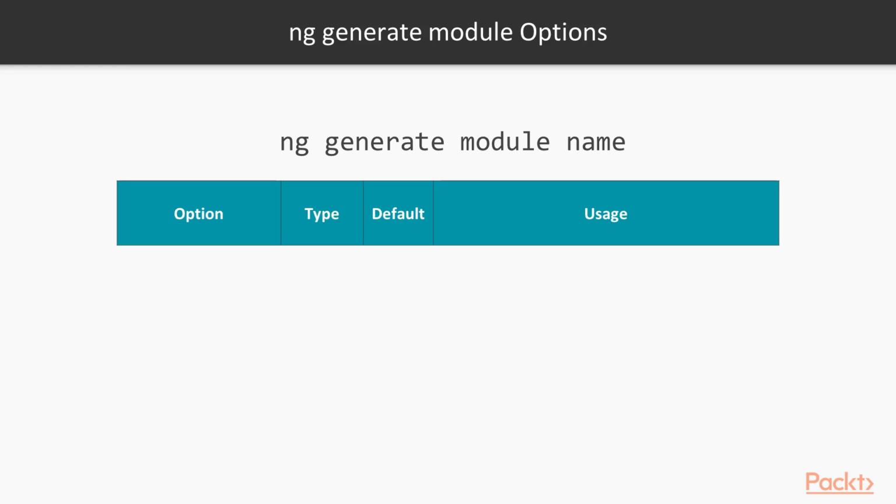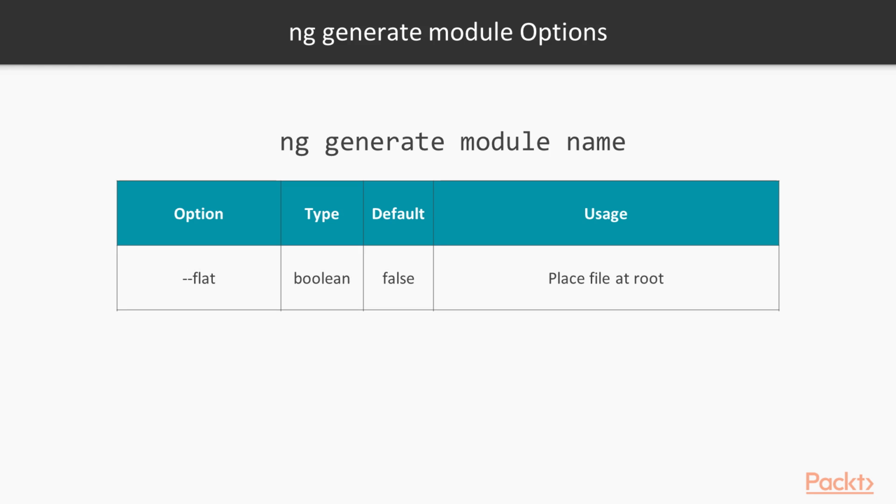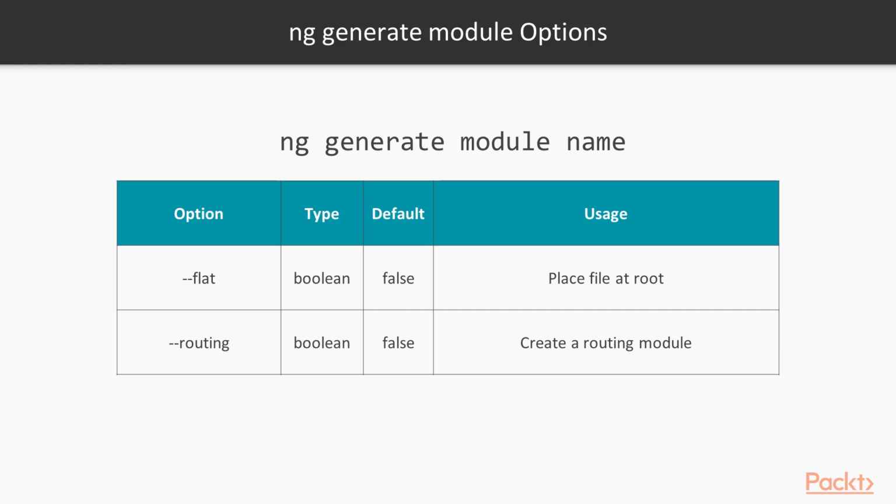Some of the most useful options for module generation are flat, which is a boolean, and by default it's false. If you set this to true, the module file will be created in the src/app directory, which is considered the root of our application. The routing param, which is also a boolean and by default false, can be set to true to ask Angular CLI to generate a routing module. This is one of the options that we also get when we generate a new app from scratch using ng new.